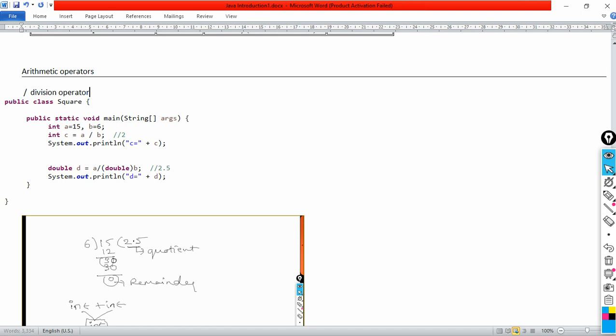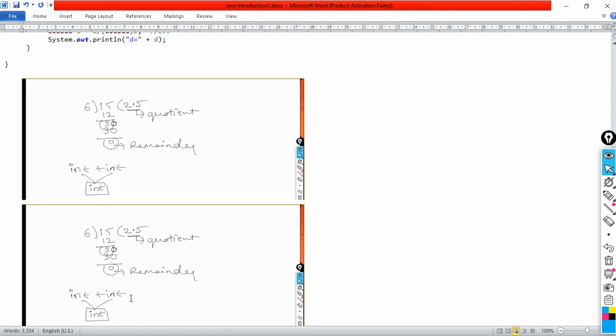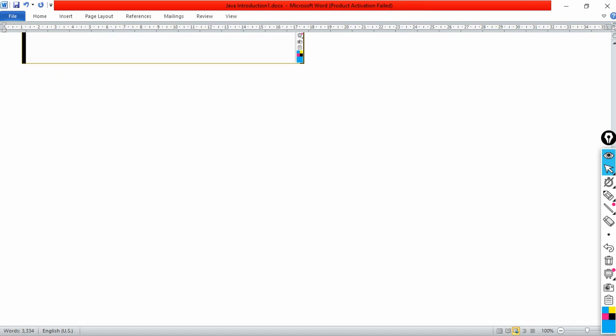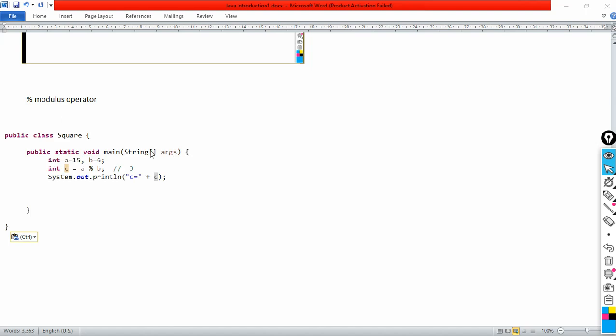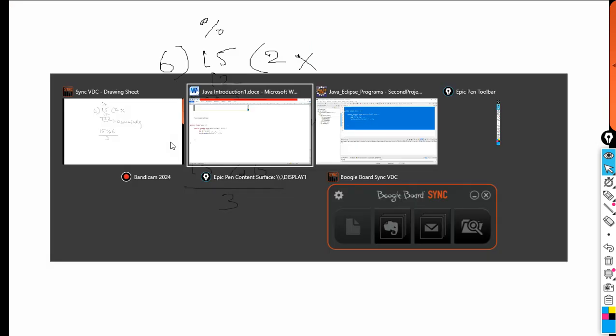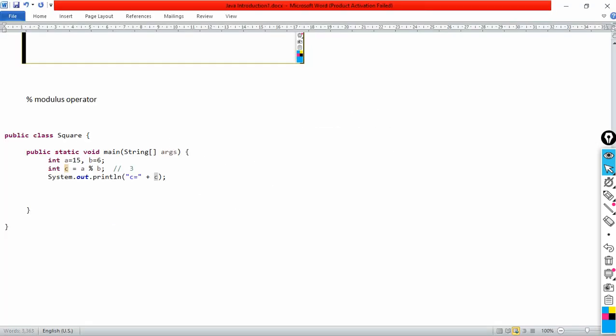Now what I am explaining about is the modulus operator, the percentile operator. So let me say here, modulus operator. Okay, let me write the practical program, and I will paste this particular thing also. So this is what happens.